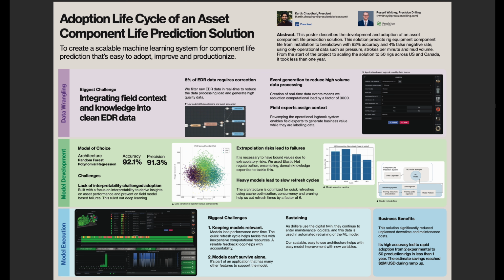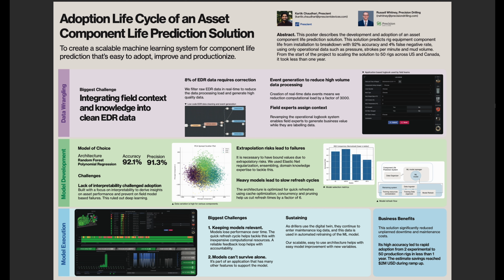So the particular use case we have taken today is component life prediction. We are going to talk about the life cycle of this entire component life prediction system, and how we went about creating it, and making sure that it remains in production afterwards.